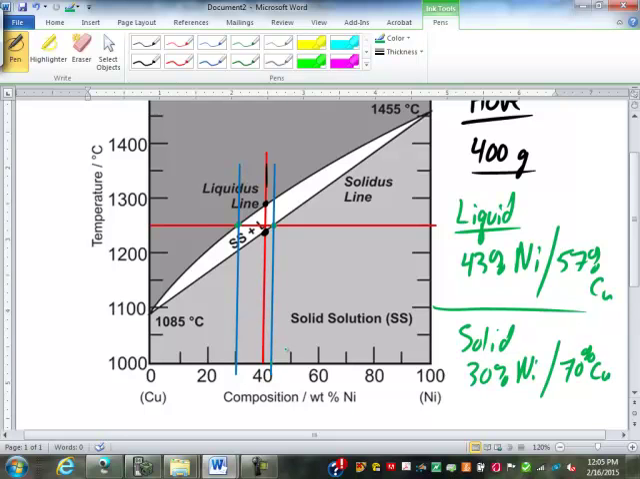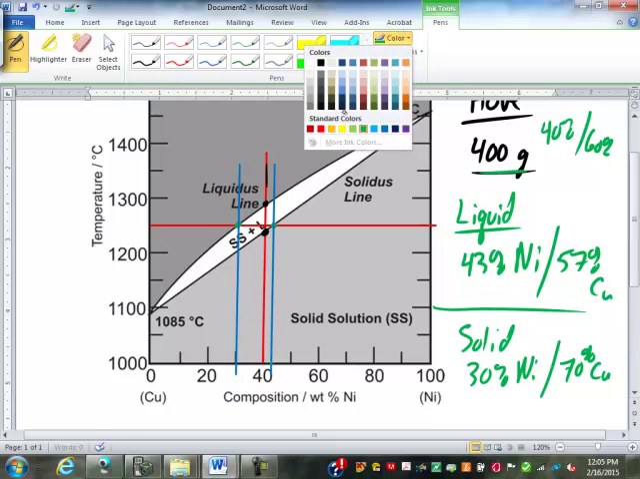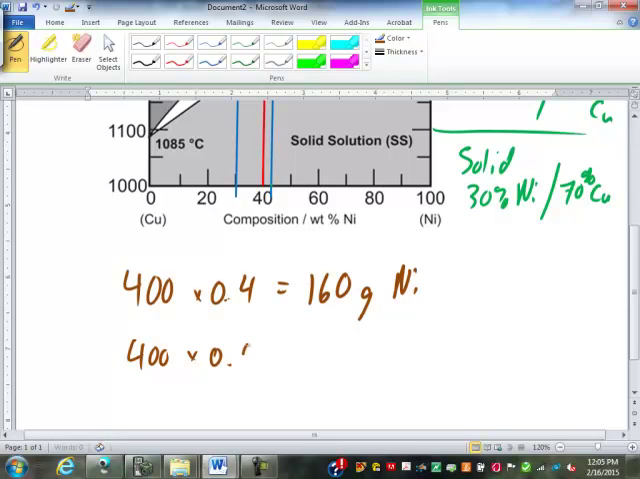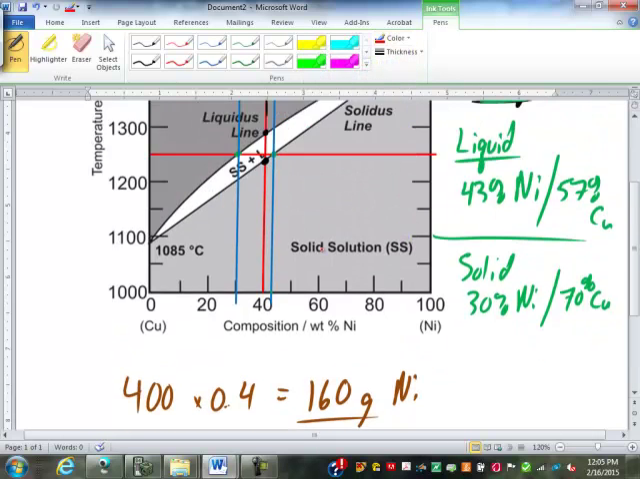Well, we started out with 400 grams of 40% nickel and 60% copper. So that means we started out with 400 times 0.4, or 160 grams of nickel, and 400 times 0.6, or 240 grams of copper. Those must stay the same. We want to know how much of this mixture at 1250 degrees, which is the temperature we chose right here, is going to be liquid and how much of it is going to be solid.